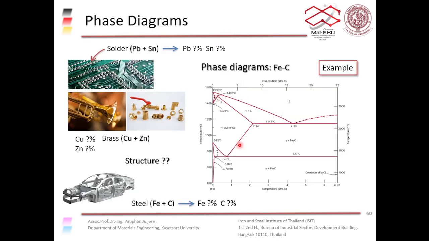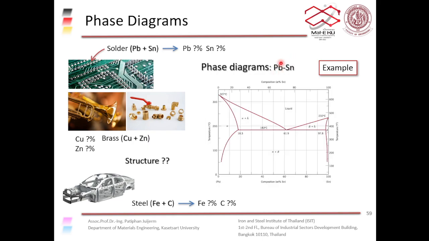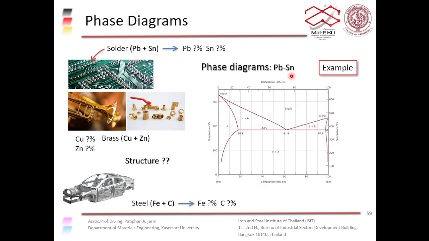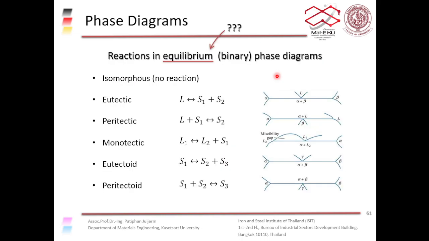For example, this is a binary phase diagram of iron and carbon, right? This is a binary phase diagram of lead and tin, right? So we have only two components, which are lead and tin. In this case, we have only two components, which are iron and carbon. We mix them together, and it can produce many different phases, but the main components are just iron and carbon, right? And the main components in this system are just lead and tin, right? So this type of phase diagram is called a binary phase diagram.